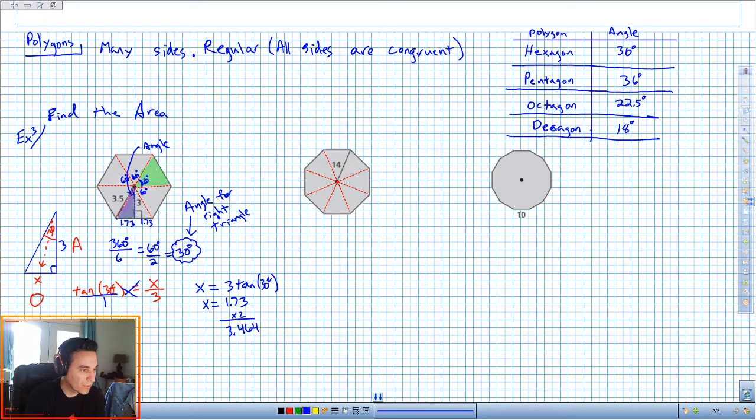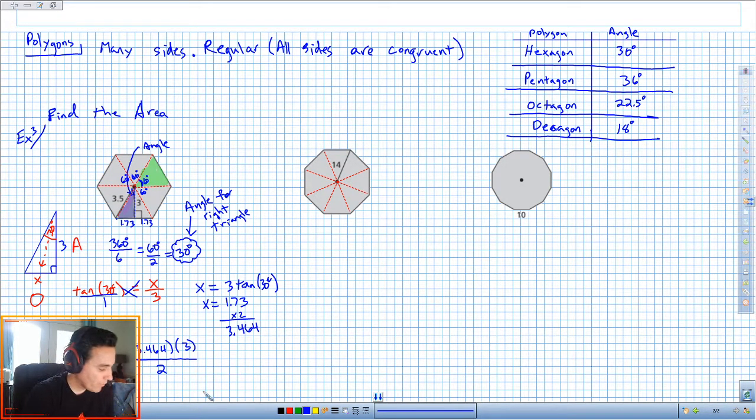So remember, to find the area of a triangle, you do base times height. Base is 3.464 times the height of that triangle. The height of that triangle is the 3 that they gave you. There's the height. Divided by 2. So remember, any triangle is base times height divided by 2. We're using that formula when we do area of triangles.